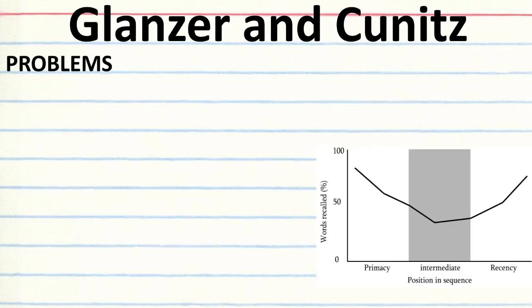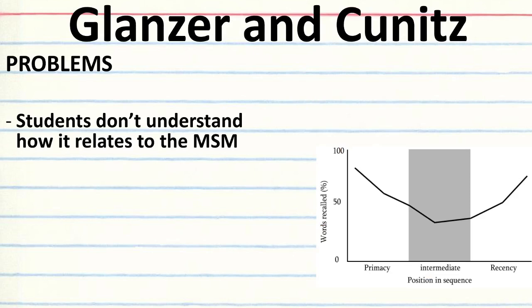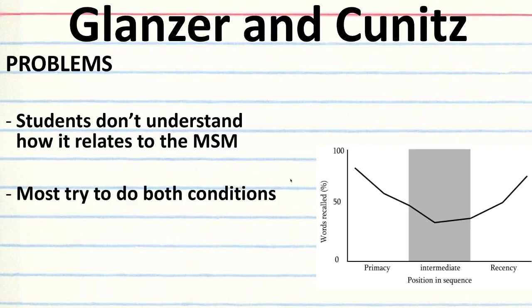Glanzer and Cunitz. Now, it's such a shame that this is a tricky one for students to do because it actually relates to the multi-store model really well. But the problem is that a lot of students don't understand how it relates. Now, I've made whole videos on this particular study, so please do watch those if you're still wanting to do Glanzer and Cunitz. I'm going to make sure I spell and pronounce that name properly.